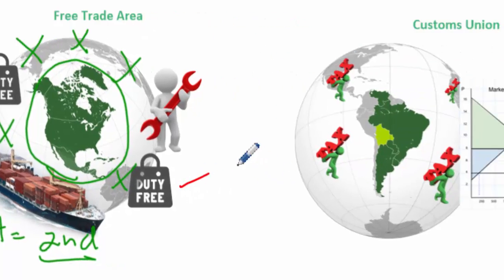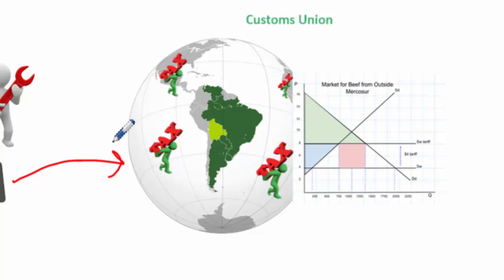Moving on to a customs union. As the girls explained, a customs union is a free trade area in which the countries within the free trade area agree on common external tariffs. As an example, let's have a quick look at the Mercosur agreement, which includes the nations I've circled here.